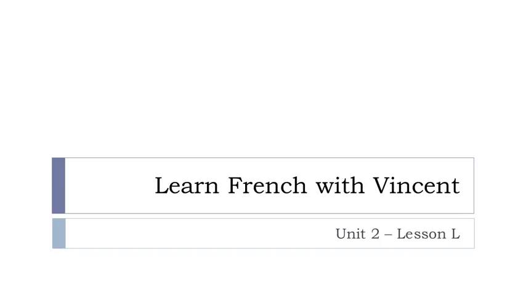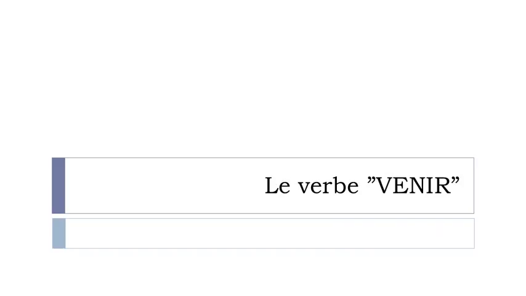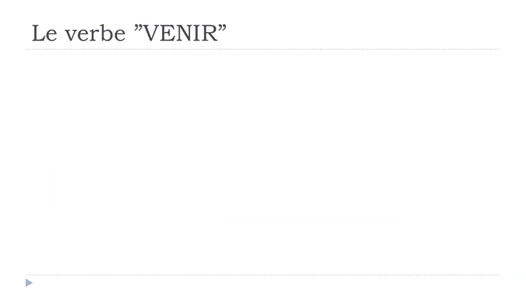This is Unité 2, Leçon L. And in this lesson, we will discover together le verbe venir. Venir means to come. Okay, to come, so it's quite useful. And then you will have to use it quite often in French. So let's see how you conjugate this verb in the present. Because this verb is not regular, just wanted to tell you first, okay?